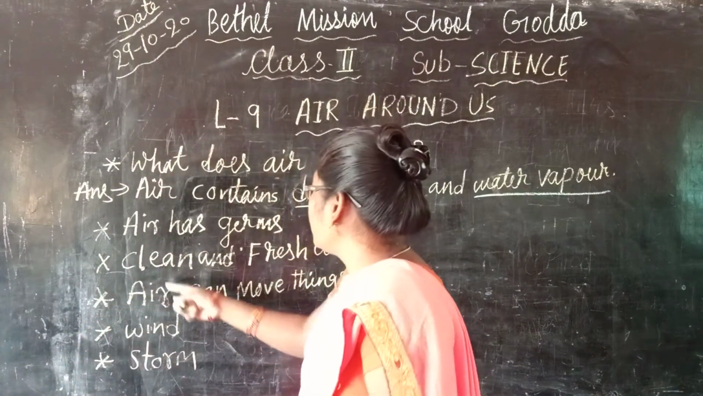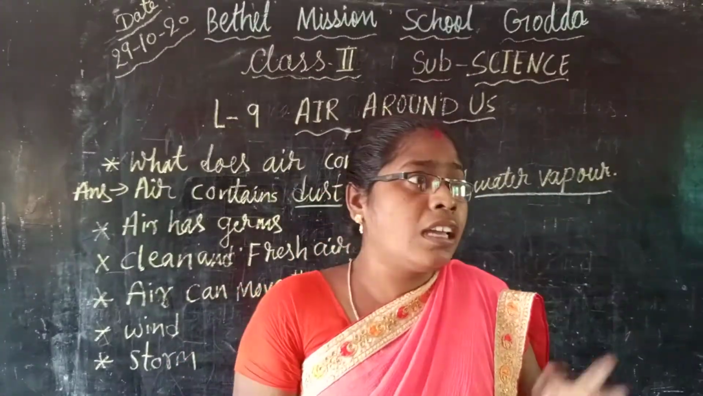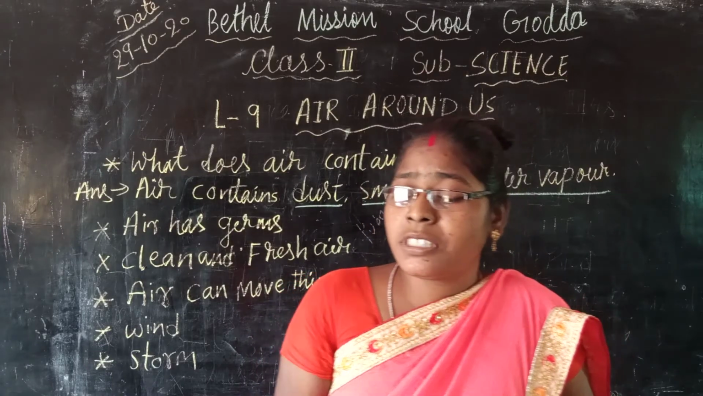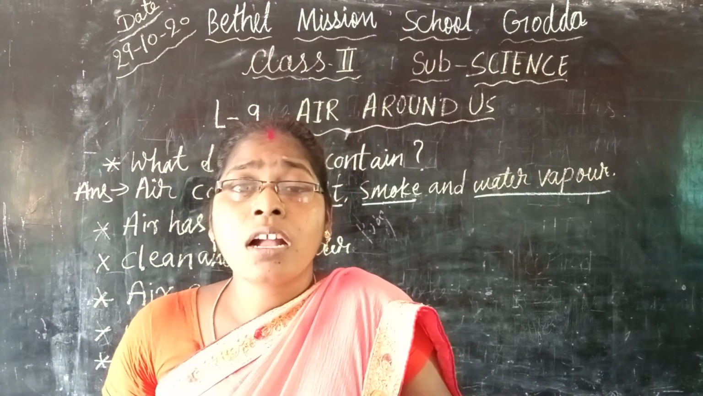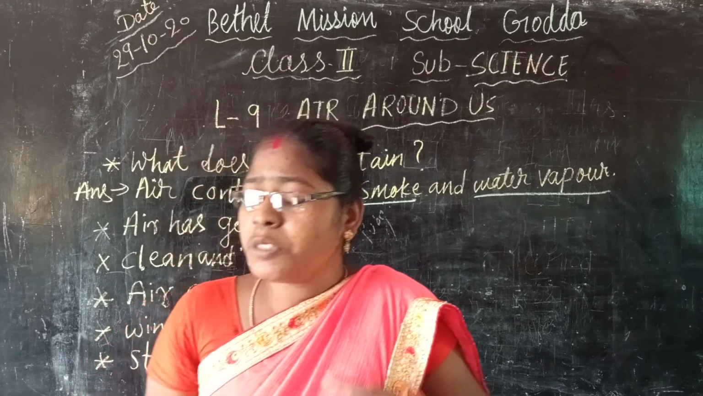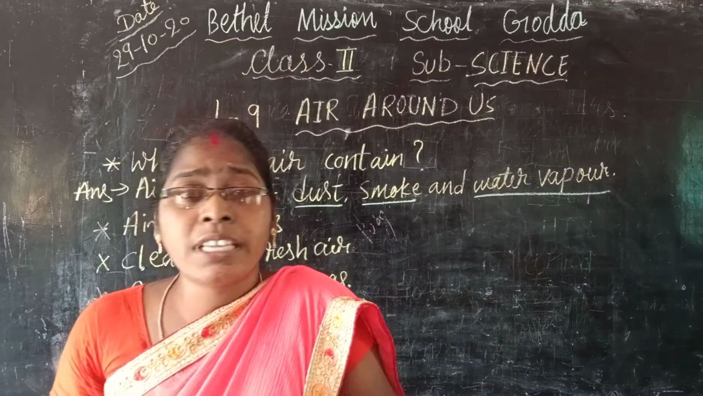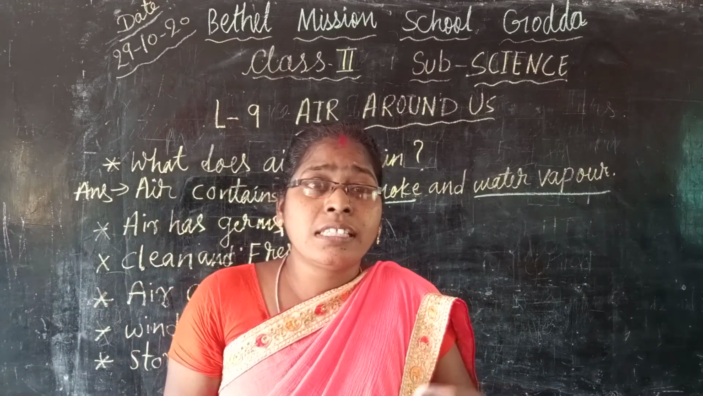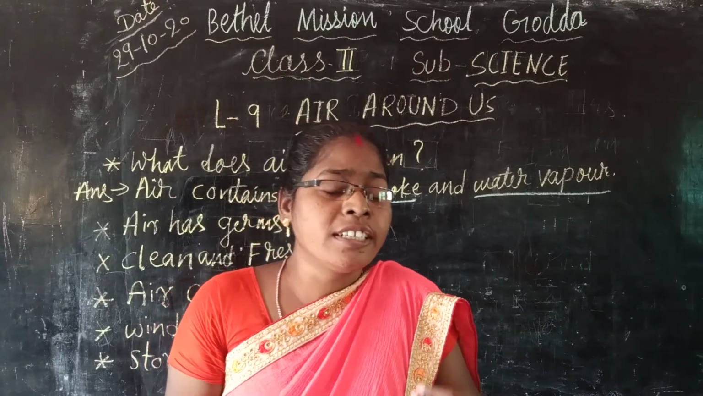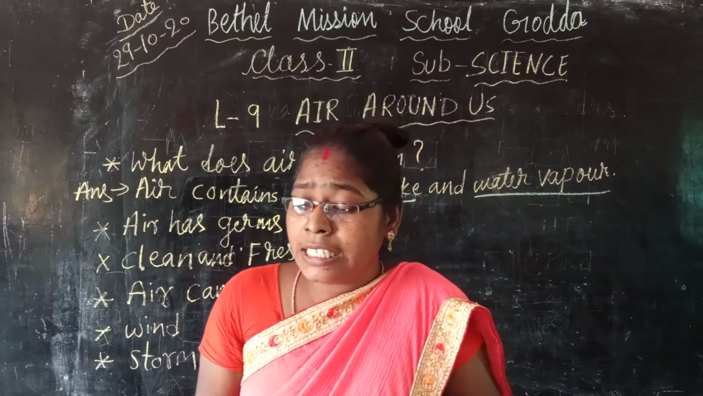Now we will see that air has germs. So children, we cannot see them, but there are germs in the air. When a person coughs or sneezes, germs from the cough mix in the air, and these germs can make us sick. So we have to use a handkerchief or tissue paper while coughing or sneezing.